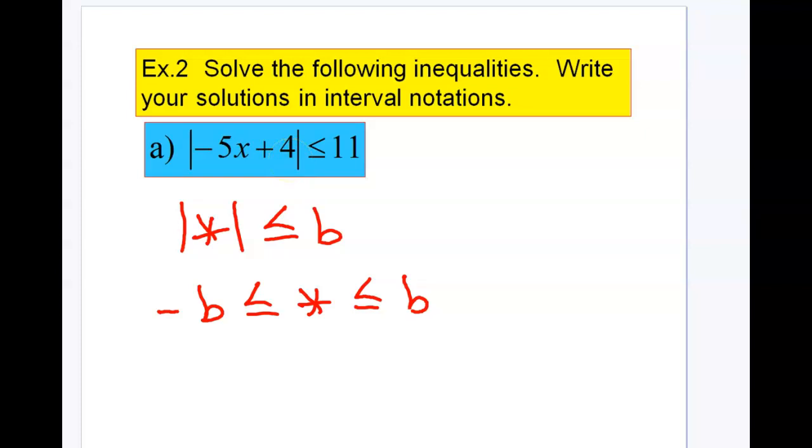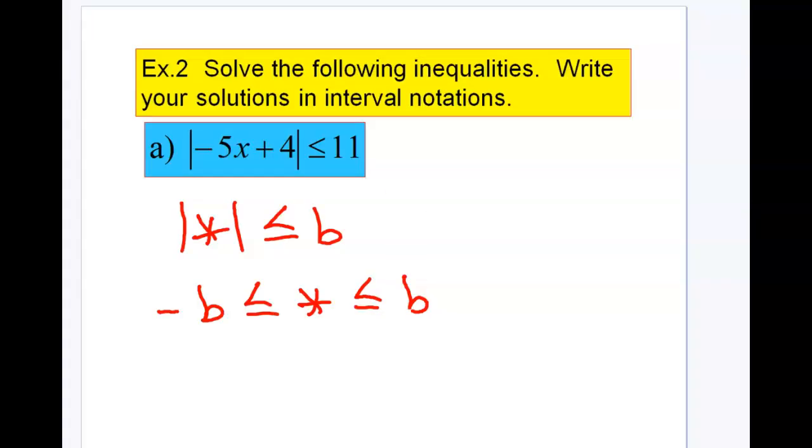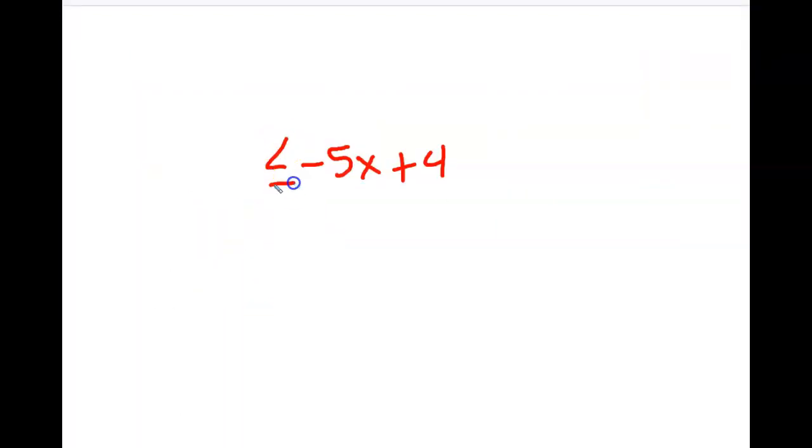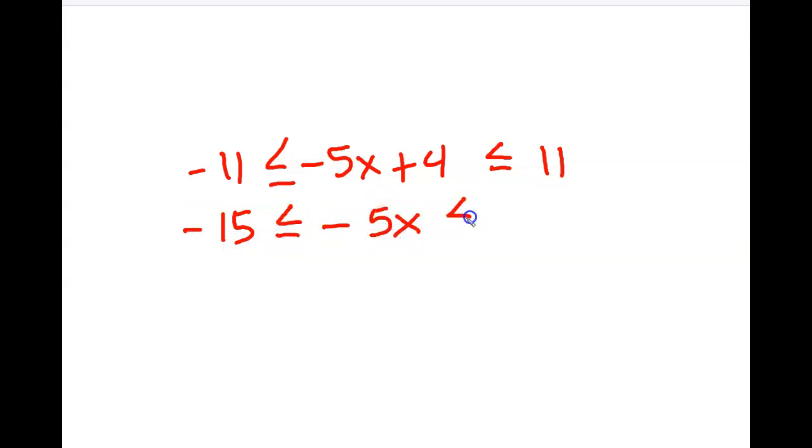So I am going to write negative 5x plus 4, that's my expression inside the absolute value signs, is going to be greater than or equal to negative 11, which is going to be less than or equal to positive 11. And now we're back to what we did in section 1.4 in solving inequalities. So I'm going to subtract 4 from both sides to get negative 15 is less than or equal to negative 5x is less than or equal to 7.